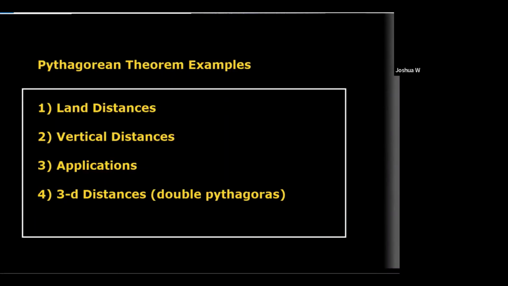Next, we're going to explore some modern uses of the Pythagorean theorem. I've chosen 4 examples that I've written. The first one is for land distance or ground distance. The second is for vertical distance along the wall of a building. The third is an application to a robot that can move in 4 directions. And the fourth is a 3D problem, also called the double Pythagoras problems. These 4 problems are in increasing levels of difficulty.